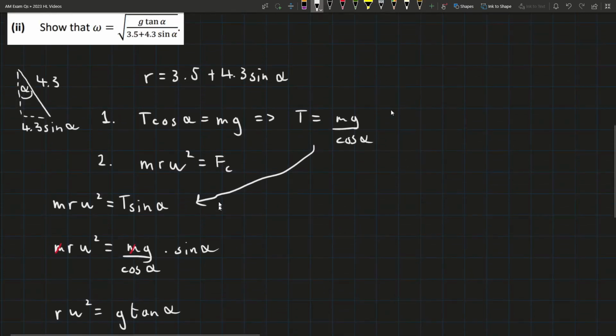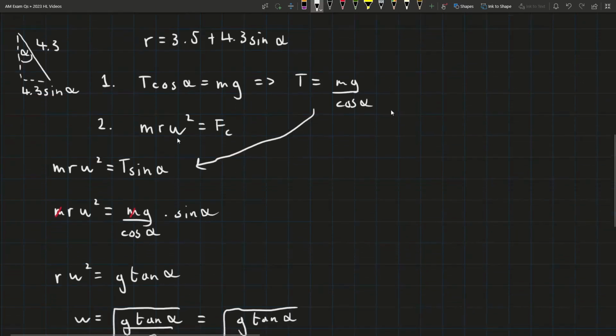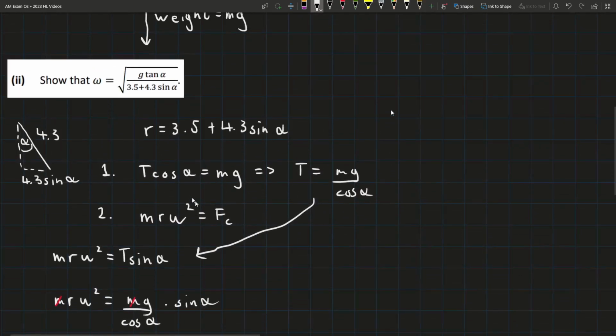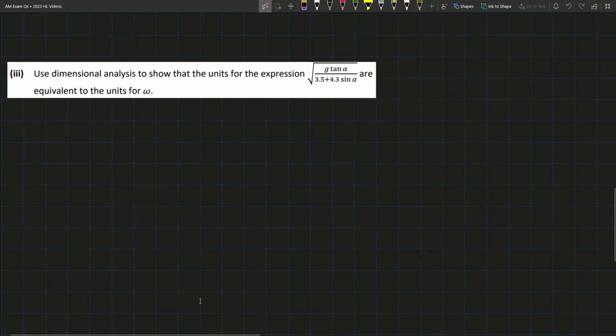So we have the square root of g tan alpha. And what's r? Well, let's have a look at the start. We said it was 3.5 plus 4.3 sine alpha. So over 3.5 plus 4.3 sine alpha. And that is it. That's what they wanted us to get, as you can see. So even though this part seems simple, it actually tripped me up a bit.